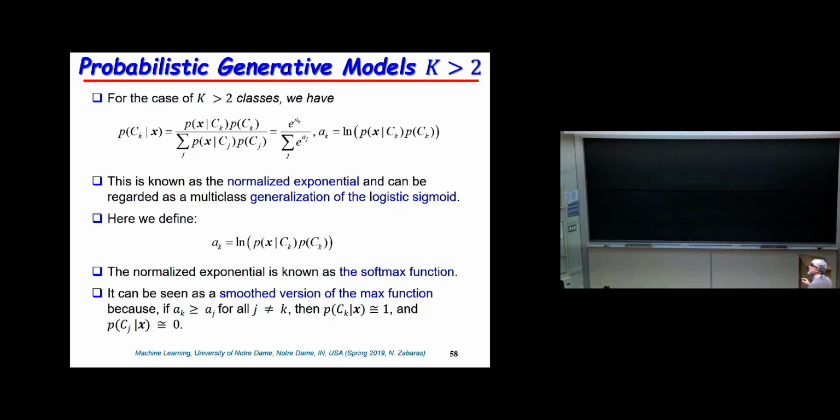We had the ratio P of X given C_K divided by the joint probability for the other class. Here we don't have this because we have multiple classes, so we define alpha K to be like this, and we express the posterior as e to the alpha K divided by the summation of e to the alpha J's for all J's, okay? And this function is actually what's called the softmax function.